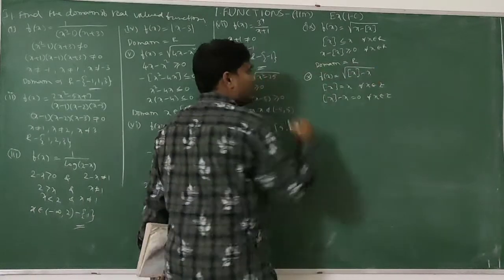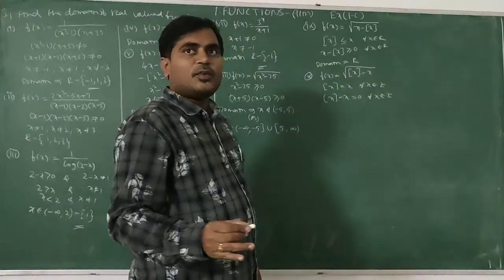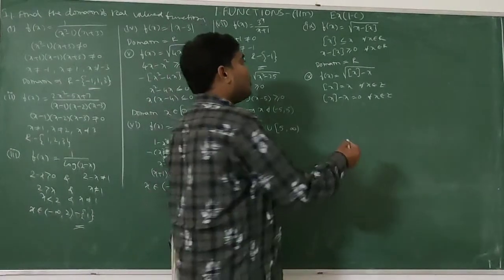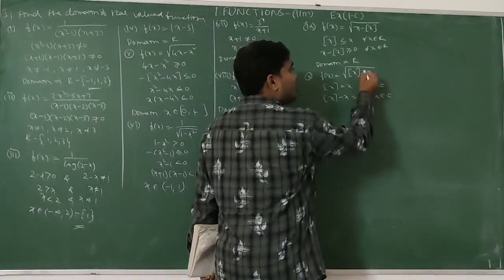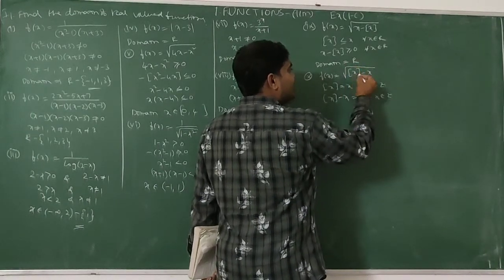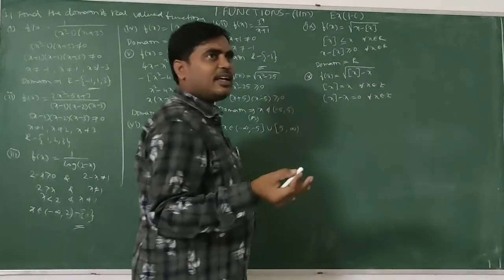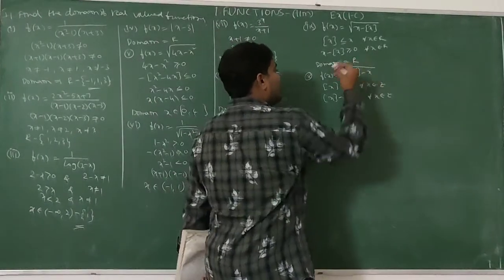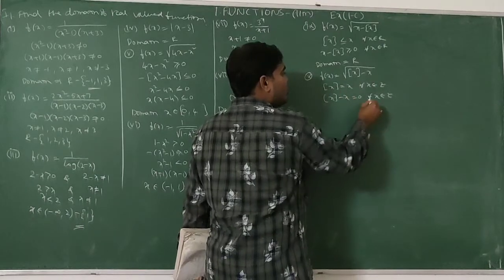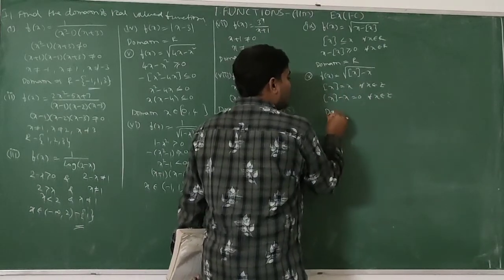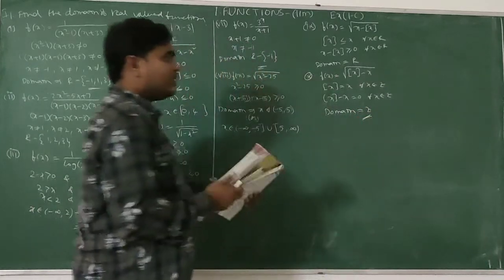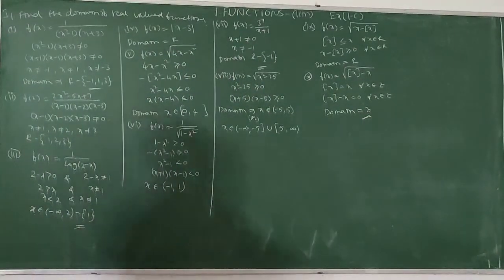It won't be positive, because bracket x is always smaller than x. So it won't be positive, but it may be 0. If it is 0, this exists. But if bracket x is less than x, it is negative and doesn't exist. So bracket x minus x equals 0 for all x belonging to Z. So the domain equals Z. So this is the first bit, first question.